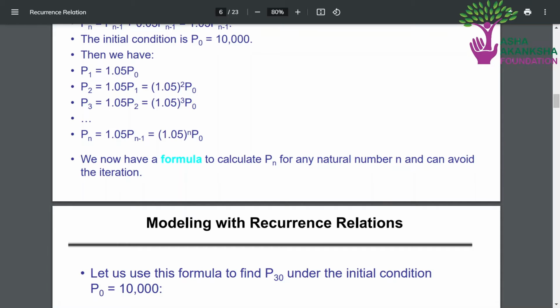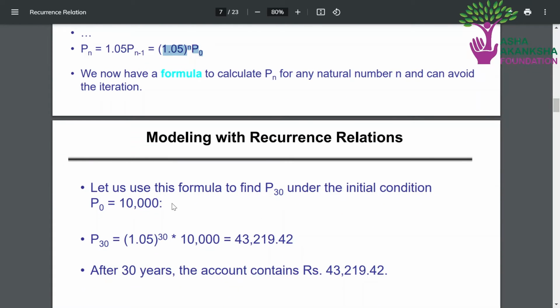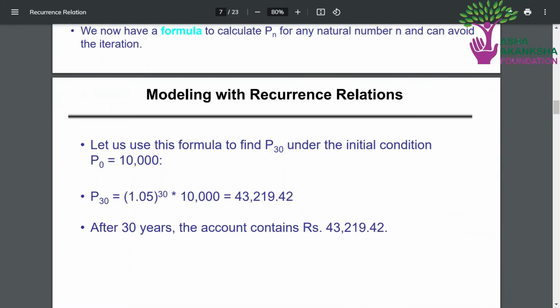This is just for your clarification, and we can simply apply this formula over there. So let us apply this formula to find P30 under the initial condition that the starting amount, or P naught, is equal to 10,000. If we directly put in the values, we get P30 is equal to 1.05 to the power of 30 multiplied by 10,000, which is equal to 43,219.42. So we can finally conclude that after 30 years, the final amount in the account would be 43,219.42 rupees.